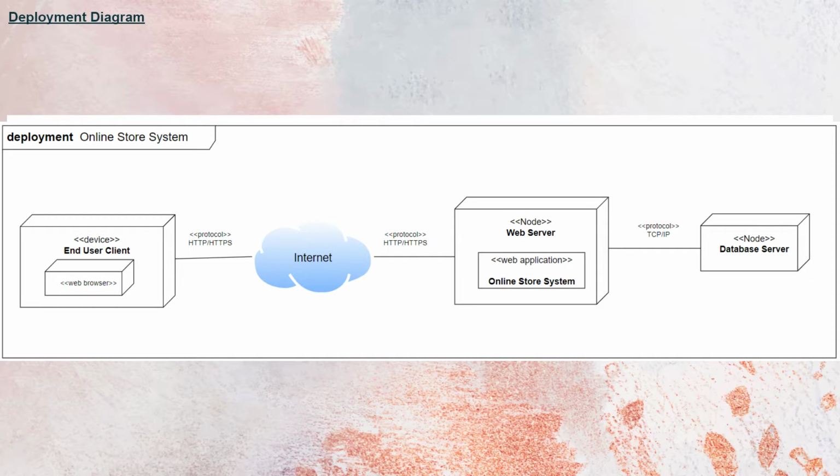So in our deployment diagram, first we have three nodes. One is the device, one is the web server, and the other is the database server. First, the end user client will communicate with the internet using the protocols HTTP and HTTPS, and then the internet will pass the request to the web server, also using HTTP or HTTPS. And then the web server will communicate with the database server using the protocol TCP/IP. I think that's it. So that's all for our group. Thank you.